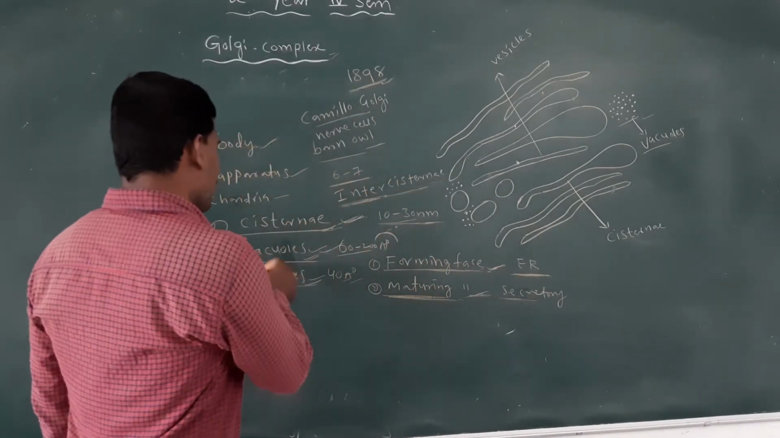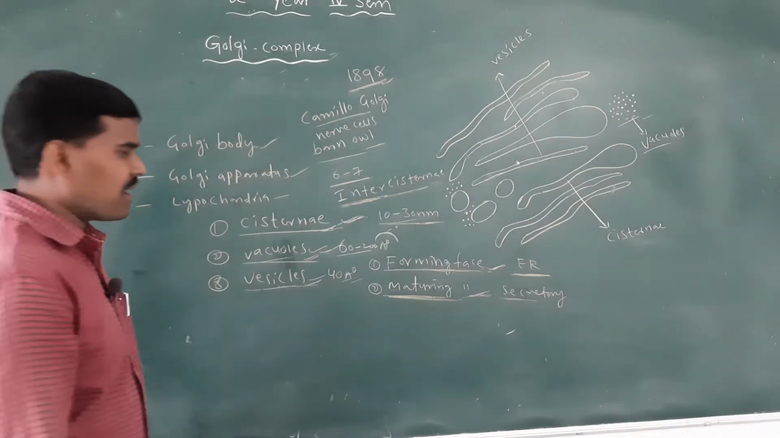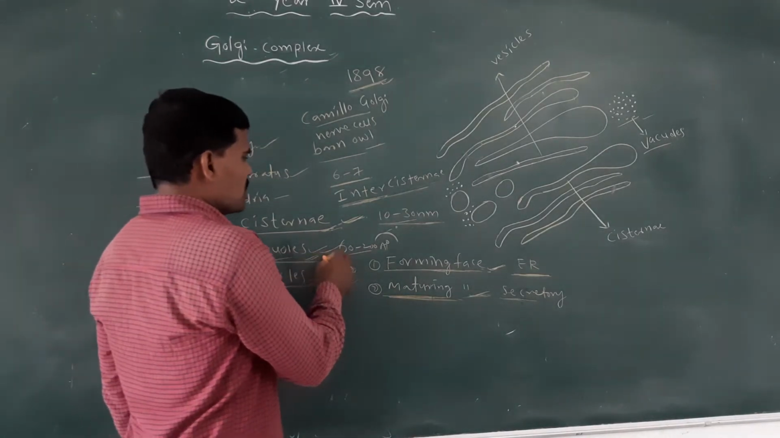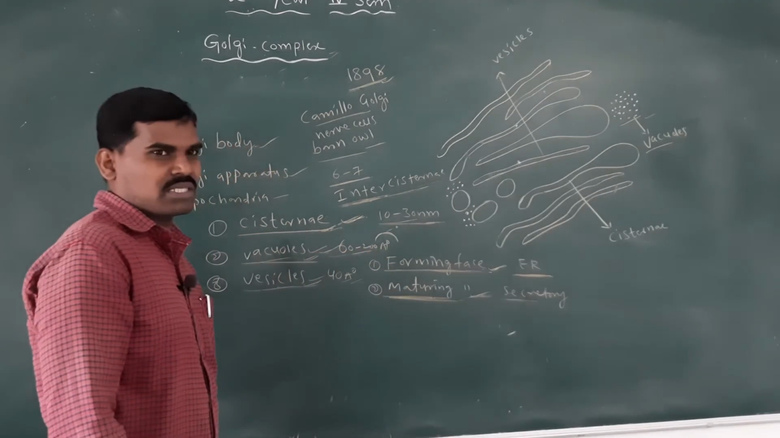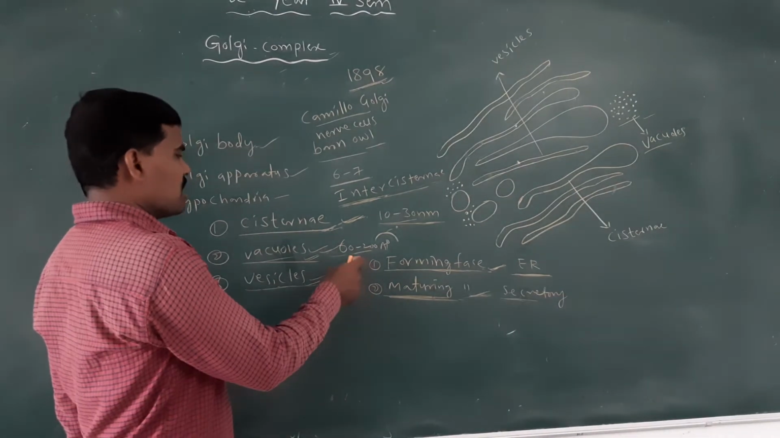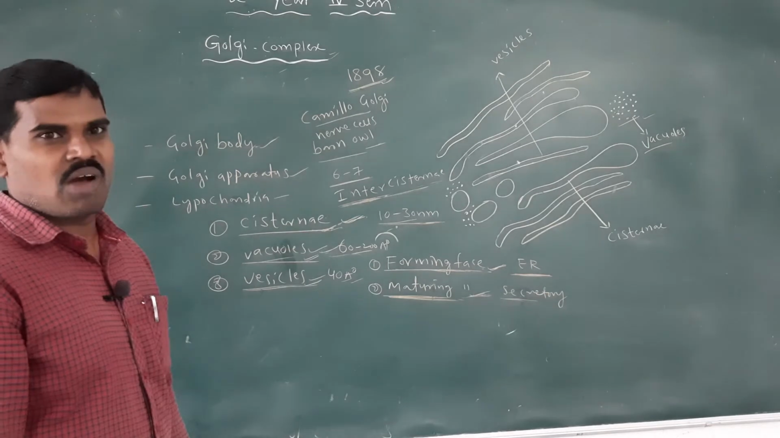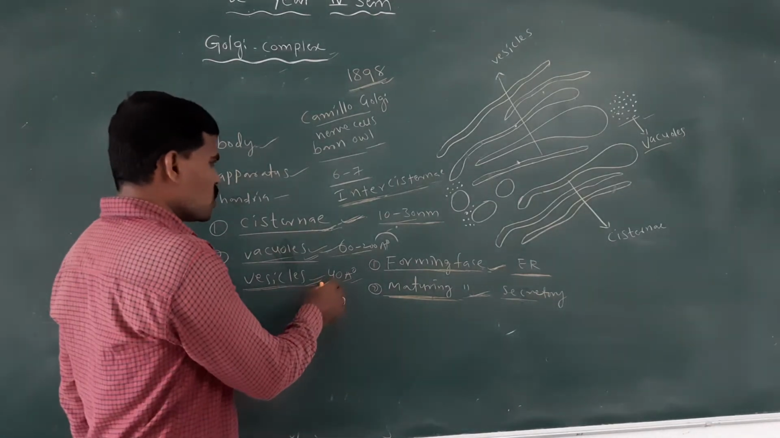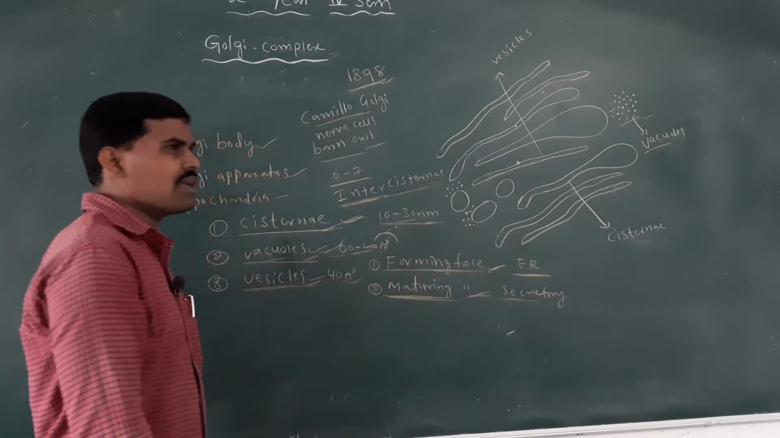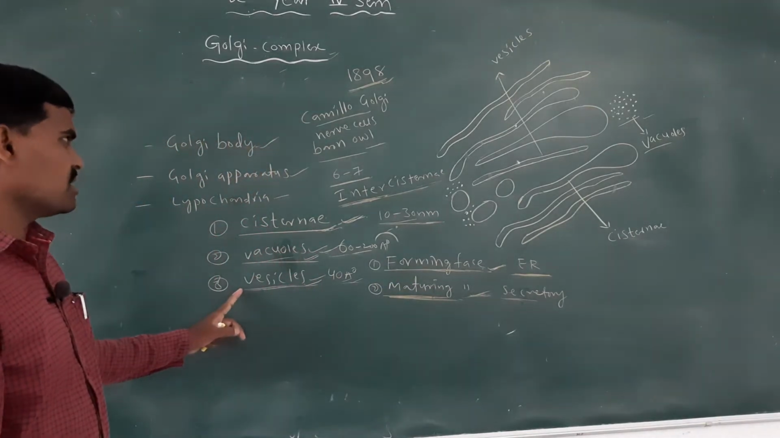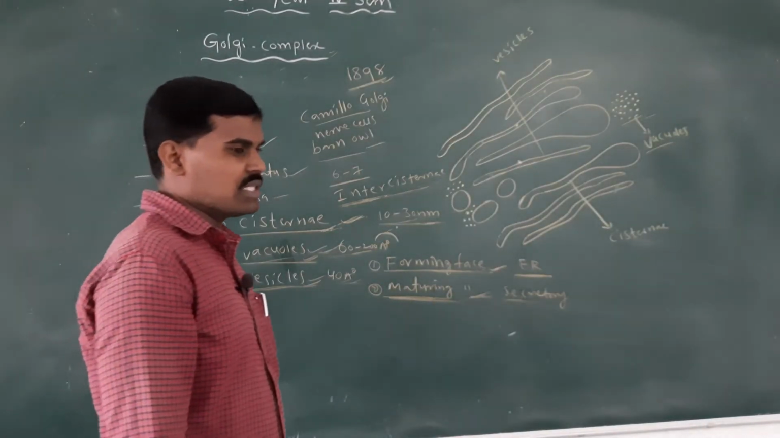Next, the second one, vacuoles. Vacuoles are round or sac-like structures. The diameter of the vacuoles is 60 to 200 angstroms. Next, vesicles. Vesicles are small drop-like structures, closely associated with cisterns. The diameter of the vesicles is 40 angstroms. These are the three components of the Golgi complex.